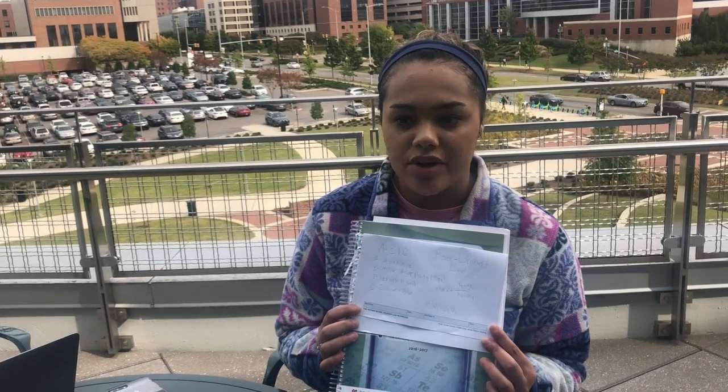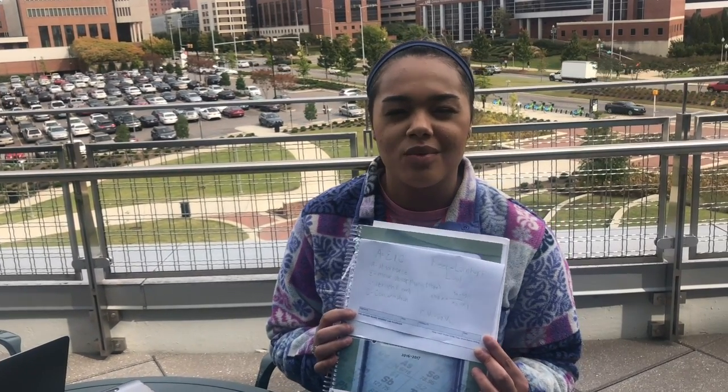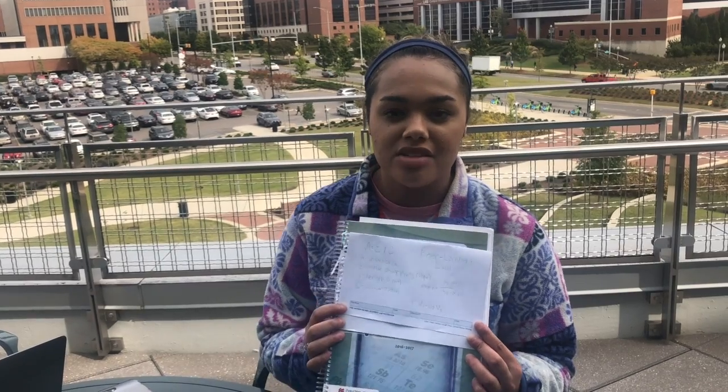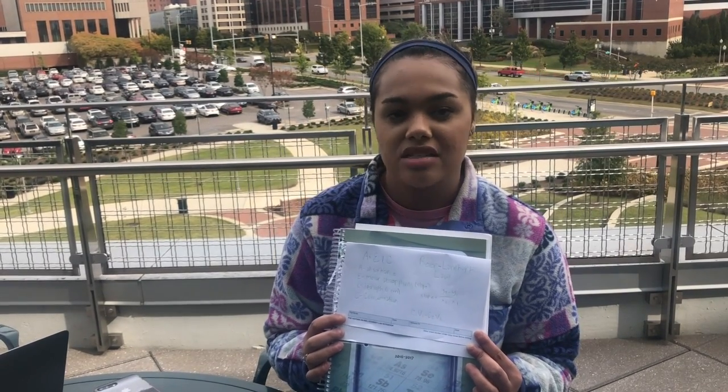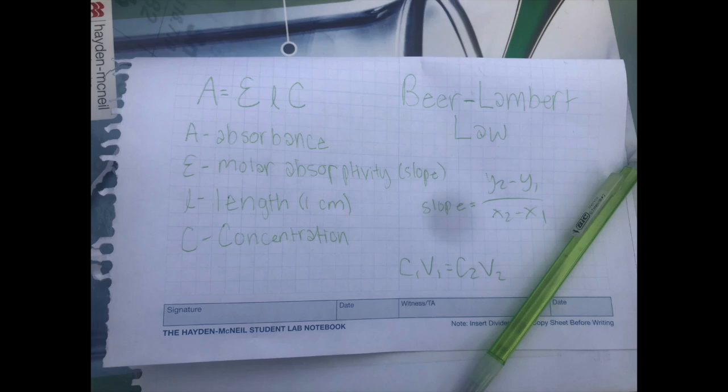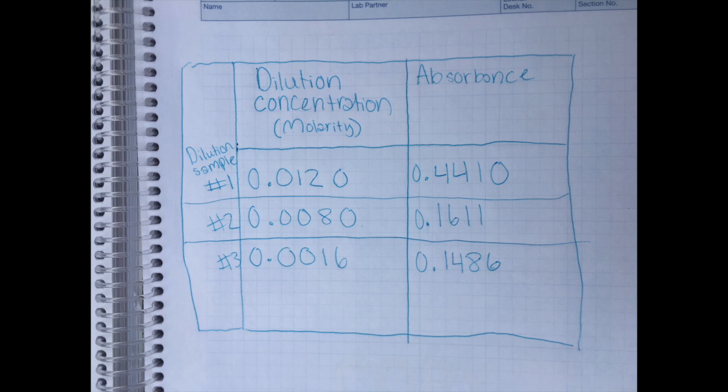You can also use the equation for slope, which is y2 minus y1 over x2 minus x1, using the y values of absorbance and the x values of the concentration. Here's an example of the Beer-Lambert law. To find concentration values, use C1V1 equals C2V2.